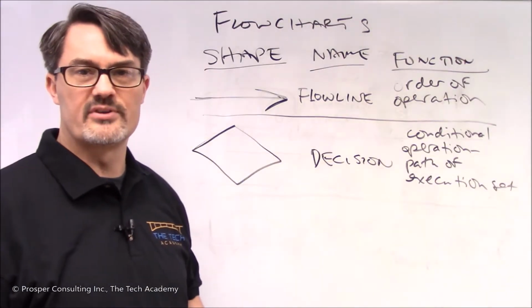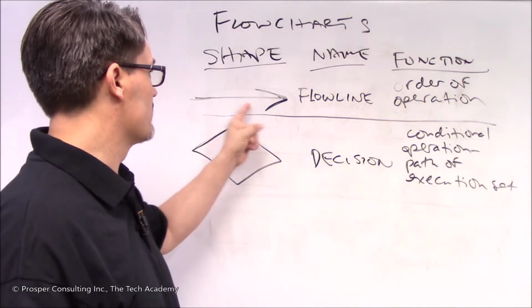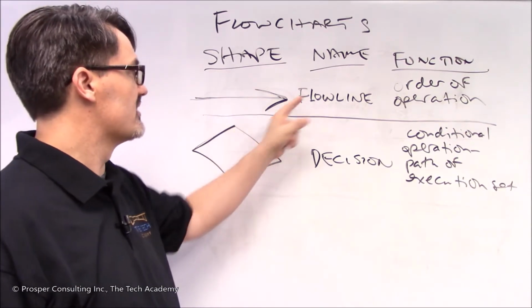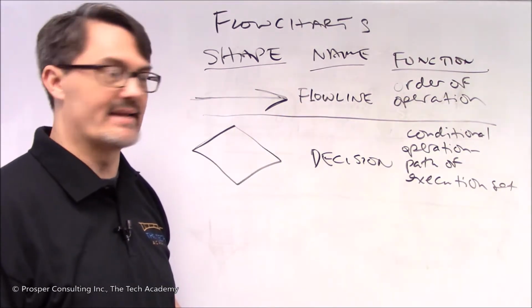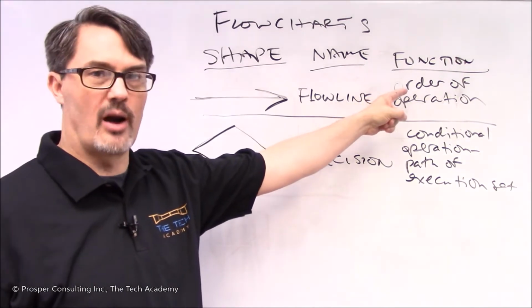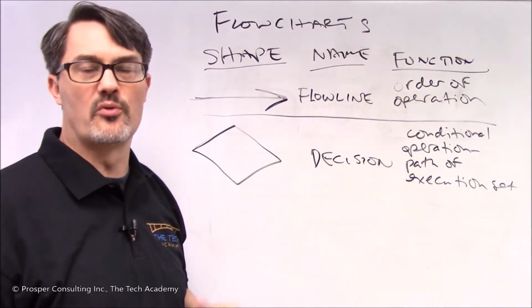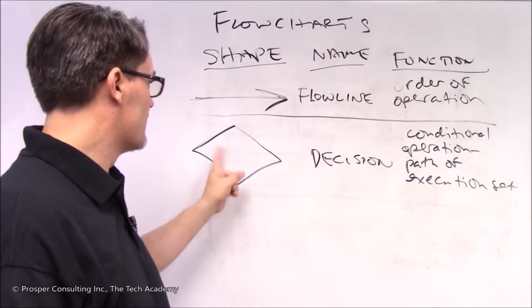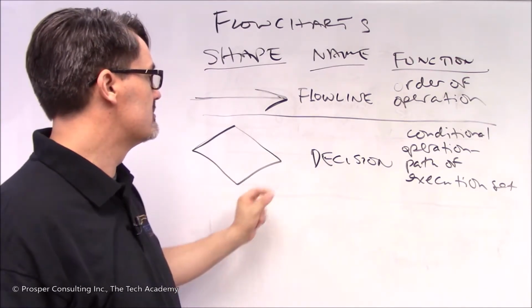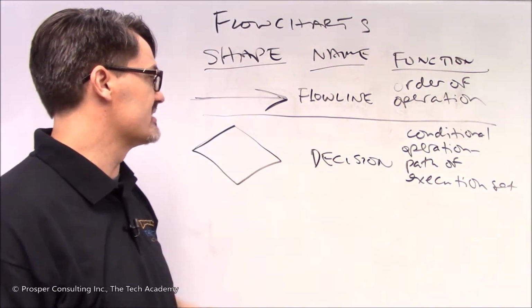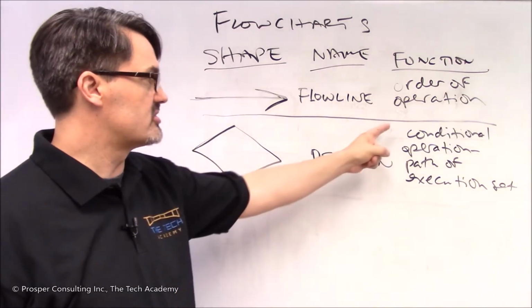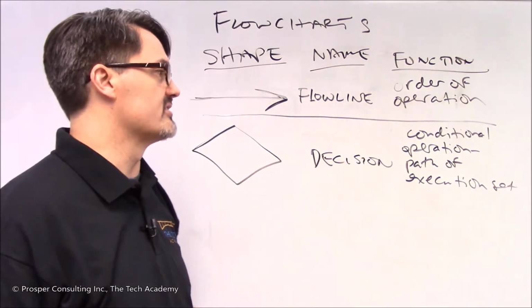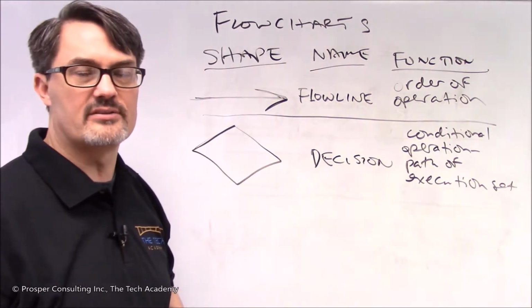Here's 2 more shapes that are used in flowcharts. The first one, a line or an arrow. The technical name of it is flow line. It's used to show the order of operation, what sequence you perform actions in. The next one is a diamond. The name of that symbol is decision, and it shows a conditional operation. This is where the path of execution is set.